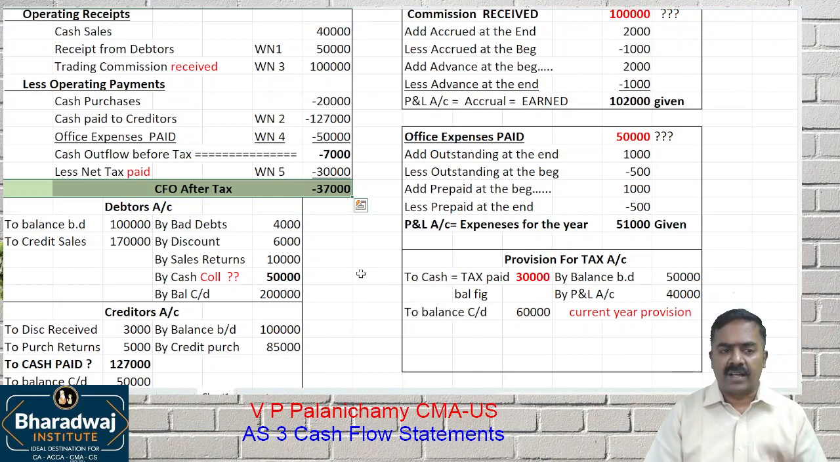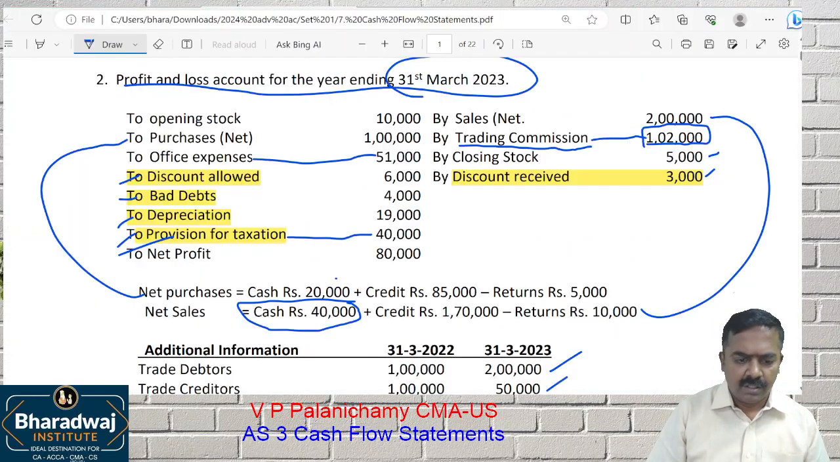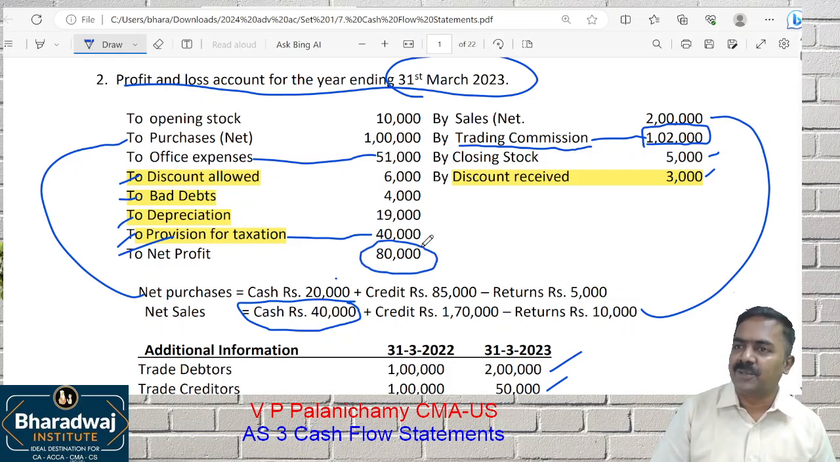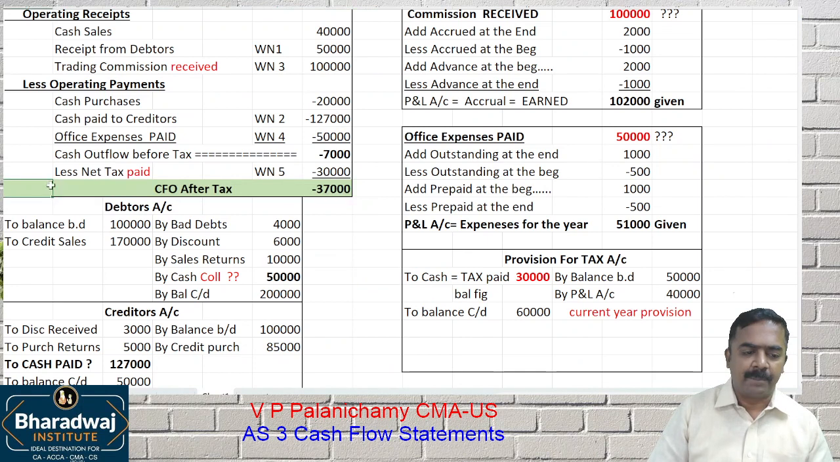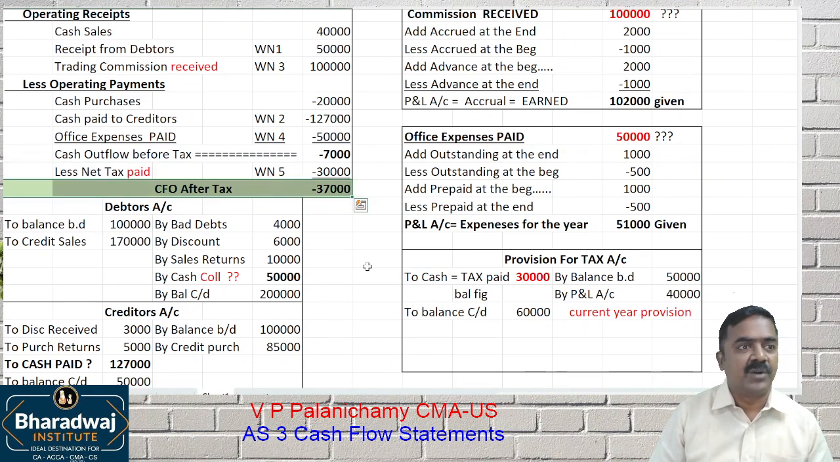More than the answer, I request you to pay attention. Look at the P&L account. What is the net profit? If you look at the P&L account, is the company doing good? Yes. What is the profit? 80,000. But if you look at the cash flow statement, is the company doing good? Are you getting a positive inflow or negative outflow? Negative. Cash flow is negative. How much did you pay? 37,000.